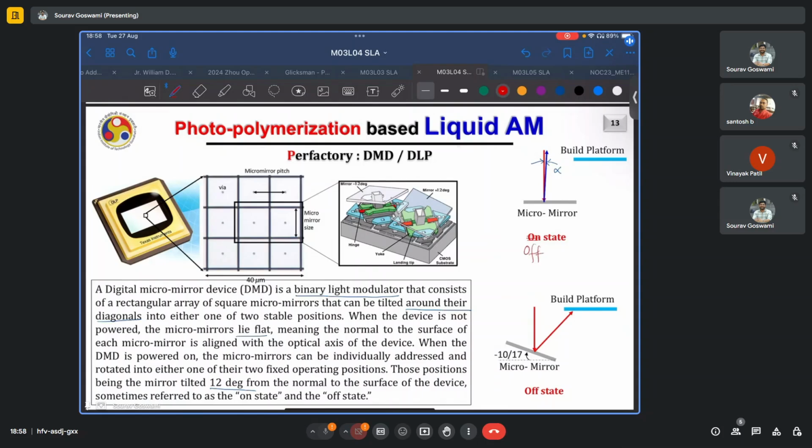Typically, I'll have the micromirror lying almost normally to the incident light so that the incident light bounces back in the same direction and does not reach the build platform. However, when I actuate it using some electromagnetic coils into the on state, the mirror will tilt around its diagonal at a suitable angle so that the incident light is now reflected onto the build platform and cures the resin.